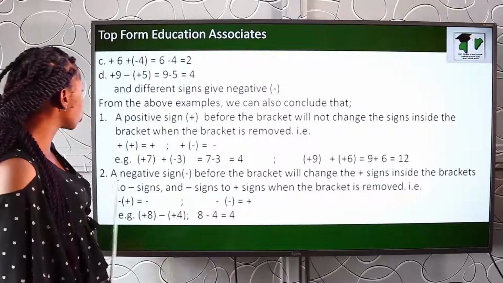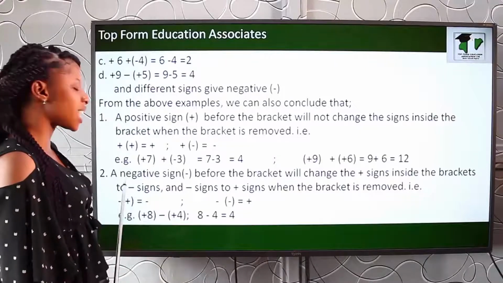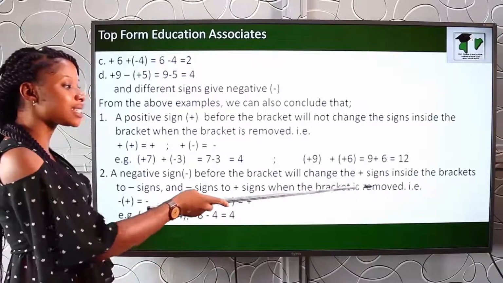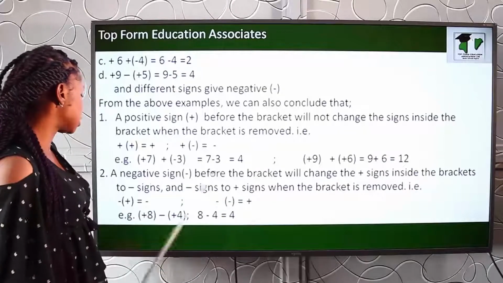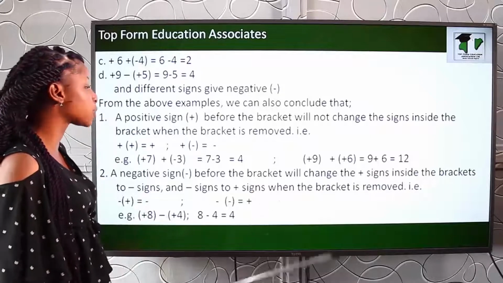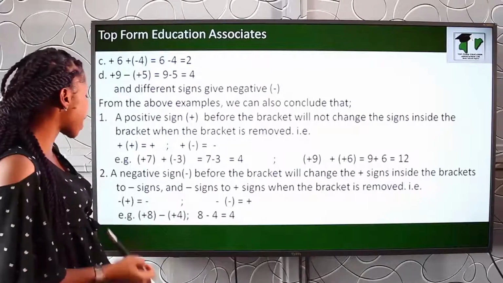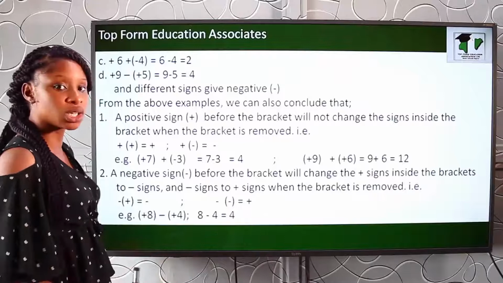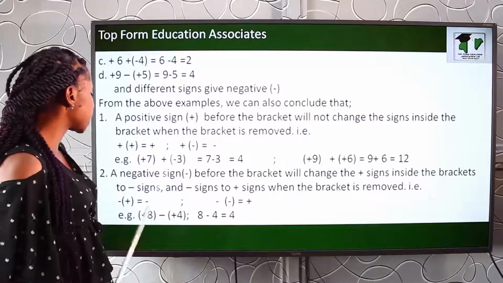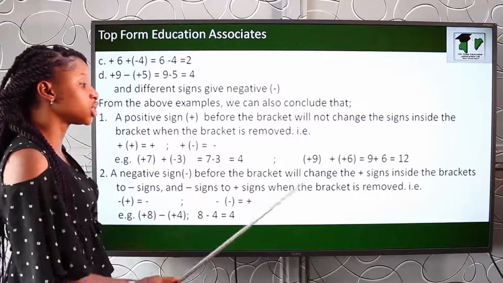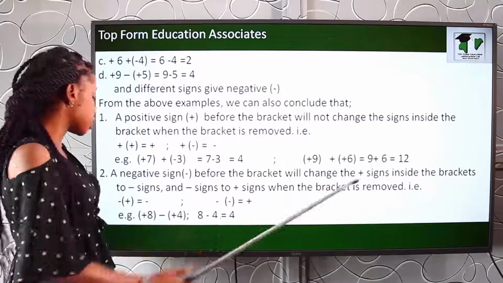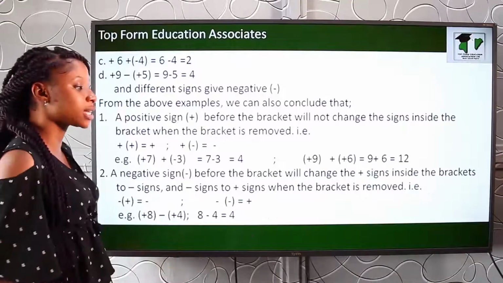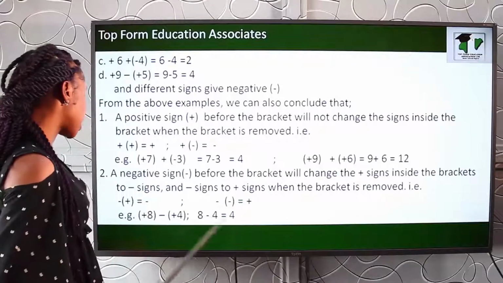Now, number 2, we can also conclude that a negative sign before the bracket will change the positive sign inside the brackets. Now, let's look at this. A negative sign before the bracket will change the positive sign inside the bracket to minus, and minus sign to plus sign when the bracket is removed. Let's read it again. A negative sign before the bracket will change the positive signs inside the bracket to negative sign, and negative signs to positive signs when the bracket is removed. Let's look at some examples.